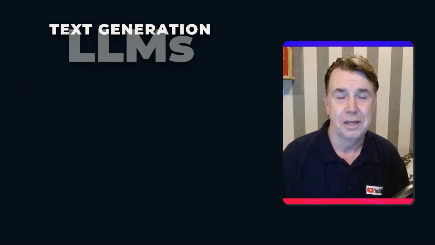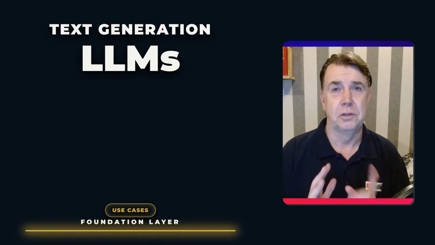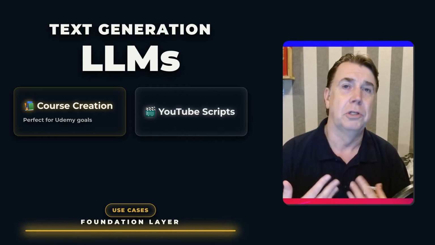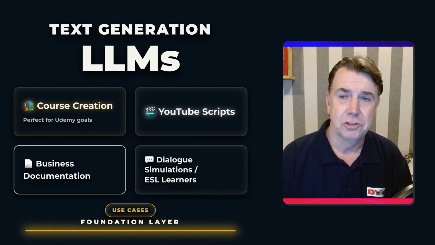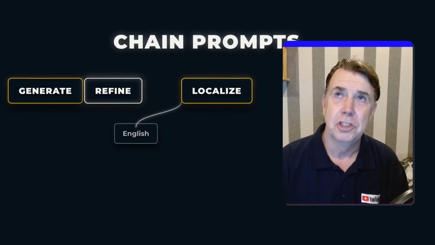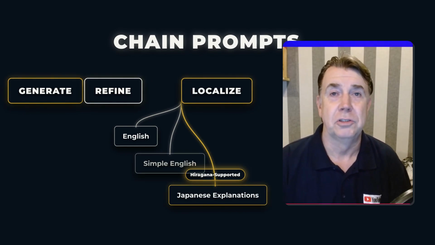Everything is modular but integrated. 2. Main generative AI capabilities you can use. A. Text generation, LLMs. This is your foundation layer. Use cases: course creation, perfect for your Udemy goals, YouTube scripts, business documentation, dialogue simulations for ESL learners. Advanced usage: chain prompts, generate, refine, localize, e.g. English, simple English, hiragana-supported Japanese explanations.